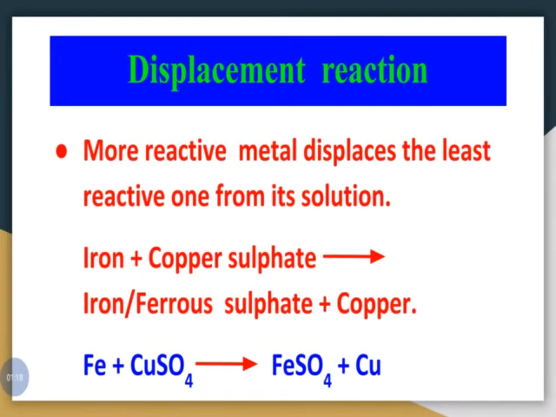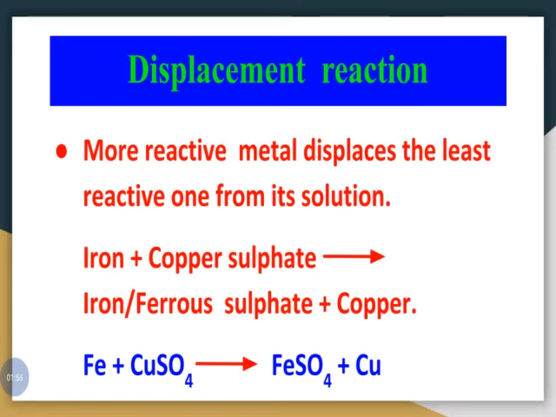Next one is displacement reaction. In 7th standard, you already learned this process. I will give you one example. When we dip an iron nail in copper sulfate solution, the color of copper sulfate solution is blue. After some time the color of the solution changes. The color gradually fades away and becomes pale green.